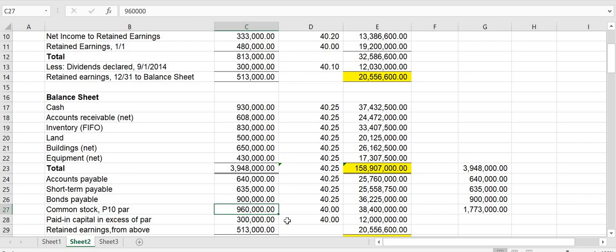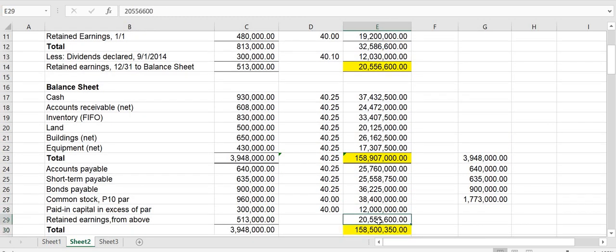But since in this case, the shares were existing in the date when the subsidiary was acquired, so it shall be translated at the exchange rate at the date of acquisition, which is actually 40 pesos. You have common stock of 960,000 times 40, that's 38.4 million, and paid in capital in excess of par of 300,000 times 40, that's 12 million. Okay, then we have our retained earnings computed kanina, that's 20,556,600. Yan siya na.